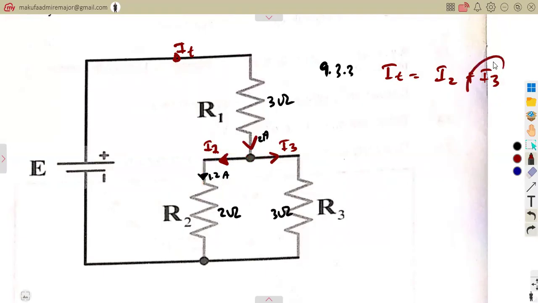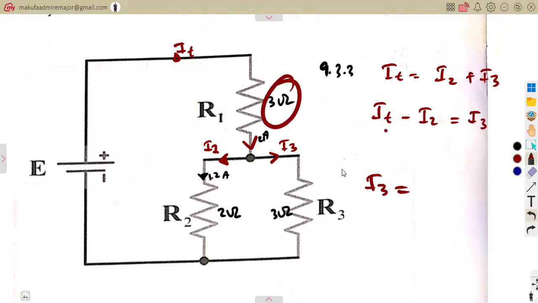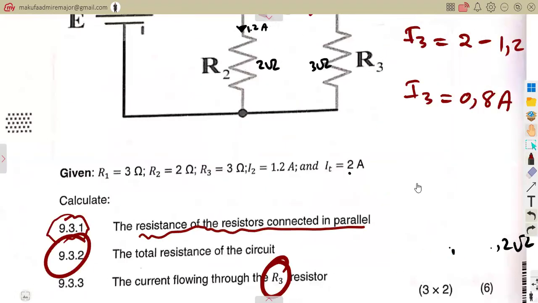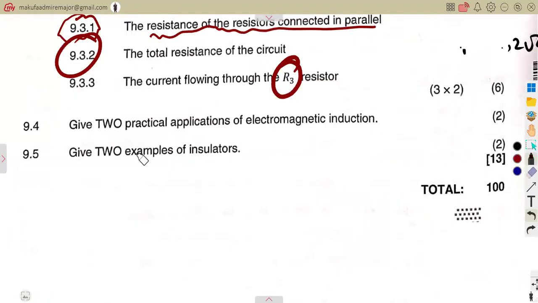So with this, you can calculate I3. Transpose I2 to the other side. That's IT, total current, minus I2 is equal to I3. So I3 is the total current, sorry, the total current here, which is 2 amps. So that's 2 minus I2, which is 1,2 amps. With this, you're going to obtain the current across resistor R3, which is I3, and that is going to be 0,8 amps. Remember, current is measured in amps. So make sure of what you are writing there.